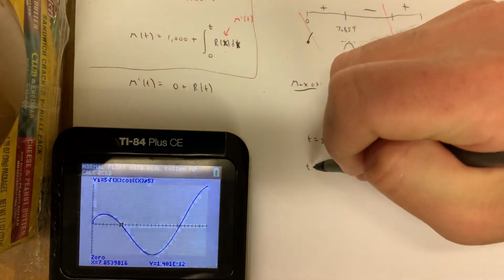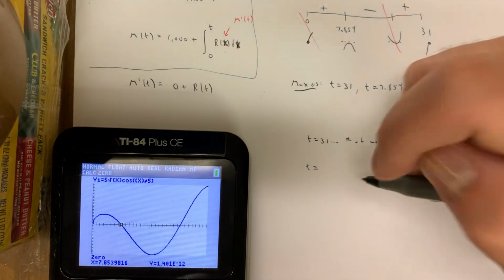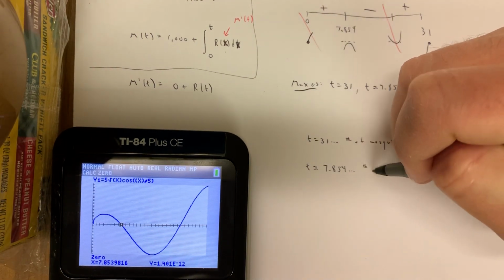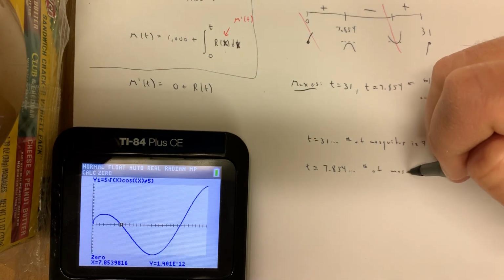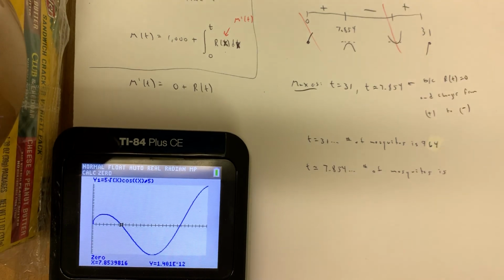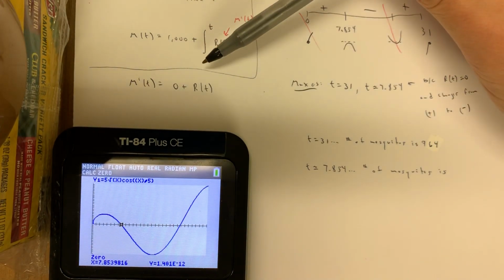Now I need to know how many mosquitoes are there at t approximately 7.854. And this here, you're going to have to show the work for, and it shouldn't be an issue. It's just like what we did over here.